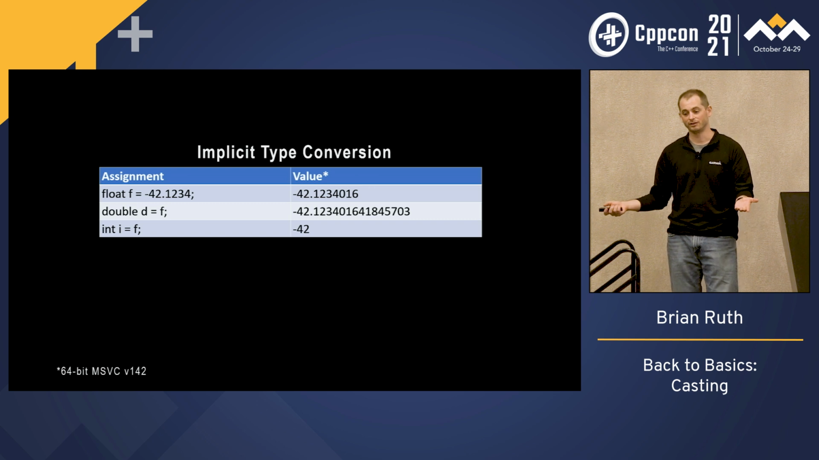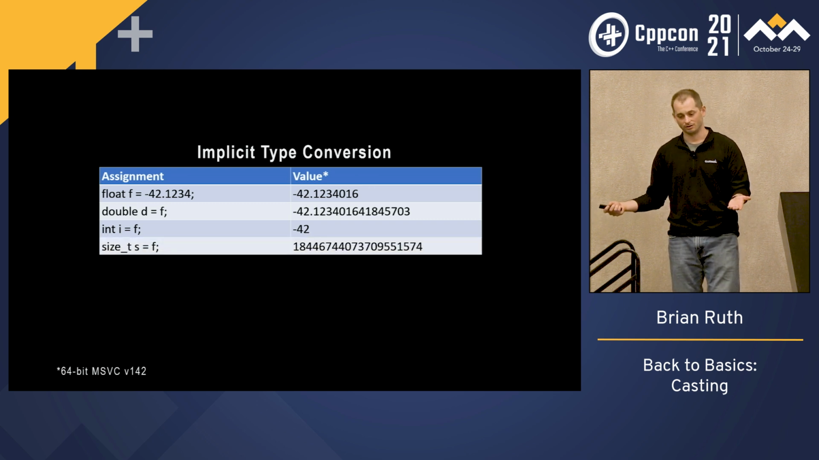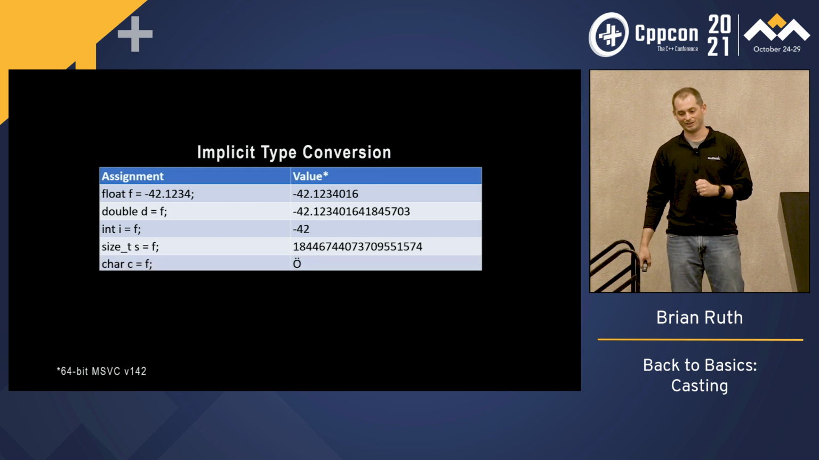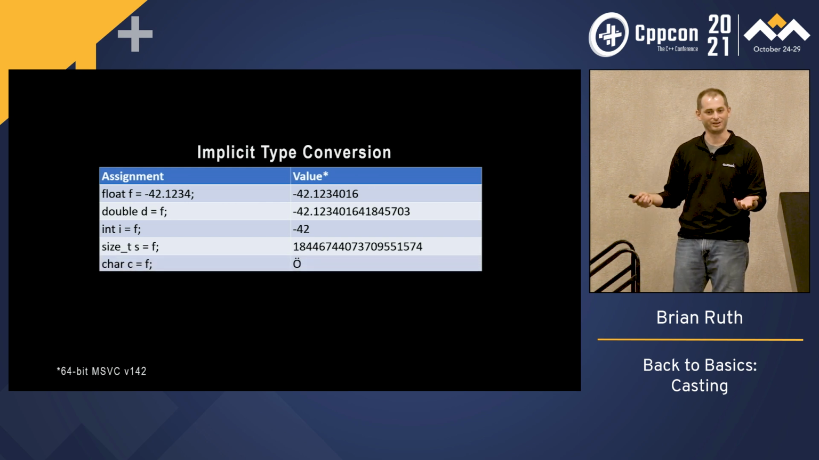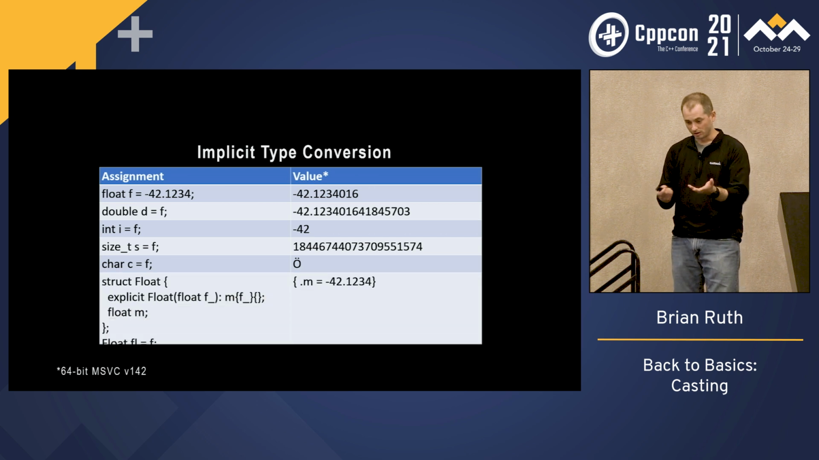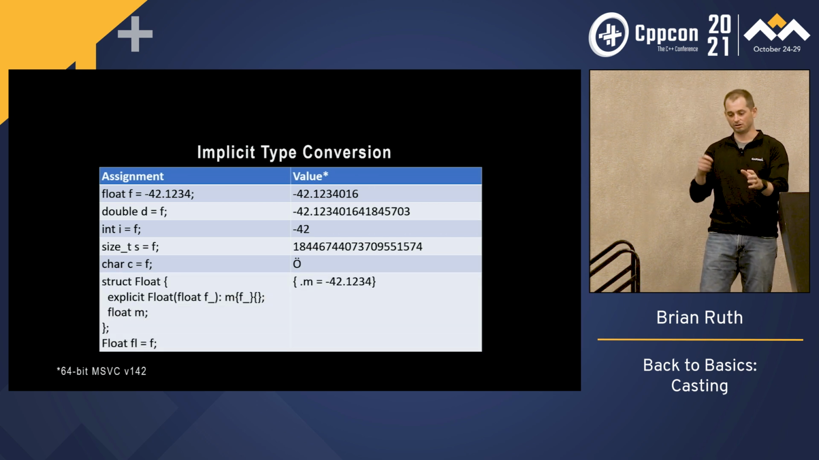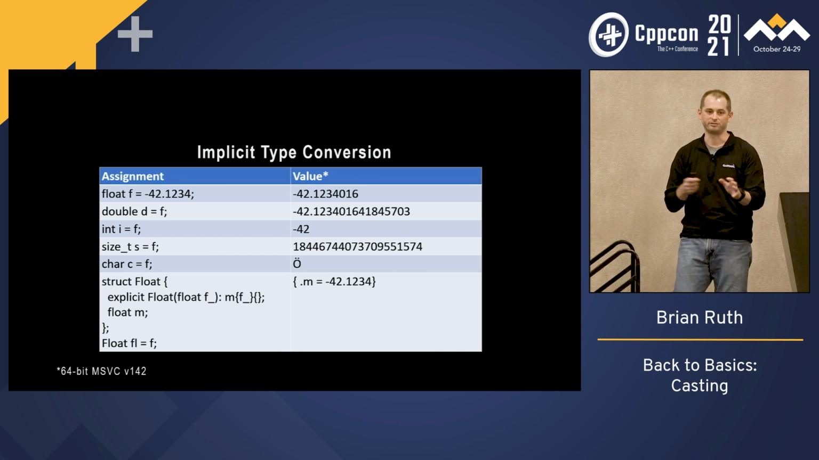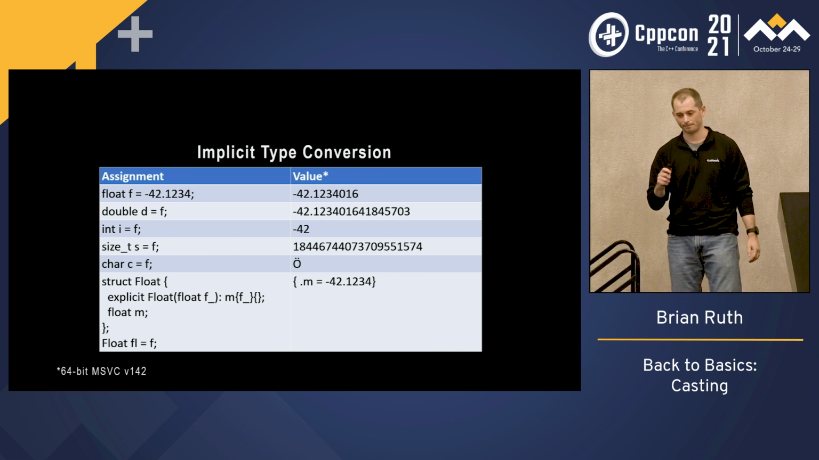You can assign the float to an int. You can assign it to a size_t, and it does a conversion. You can assign it to a character, and it'll turn it into something. And it can even look through your code to create objects based on this implicit conversion.